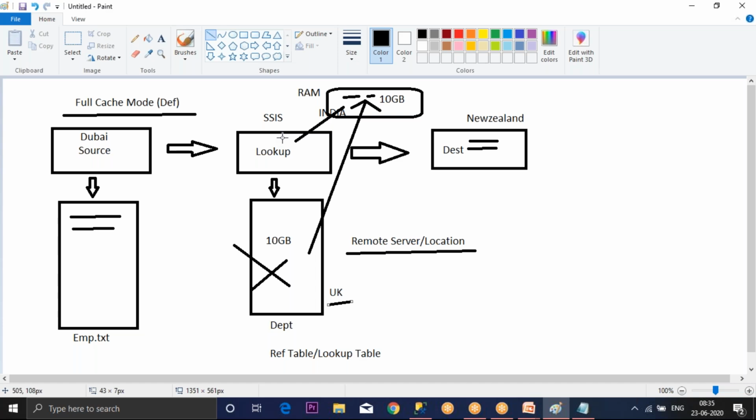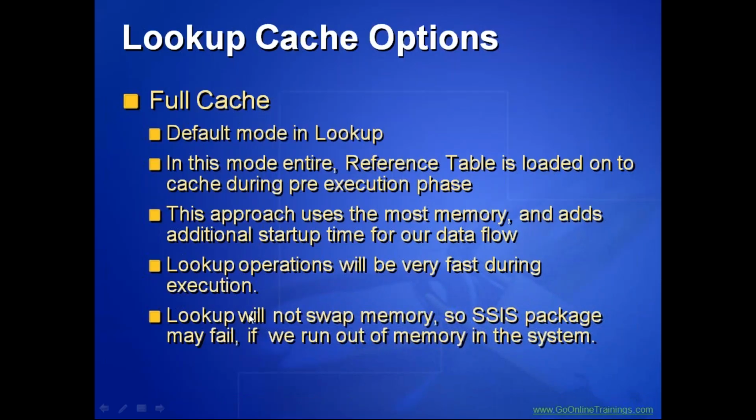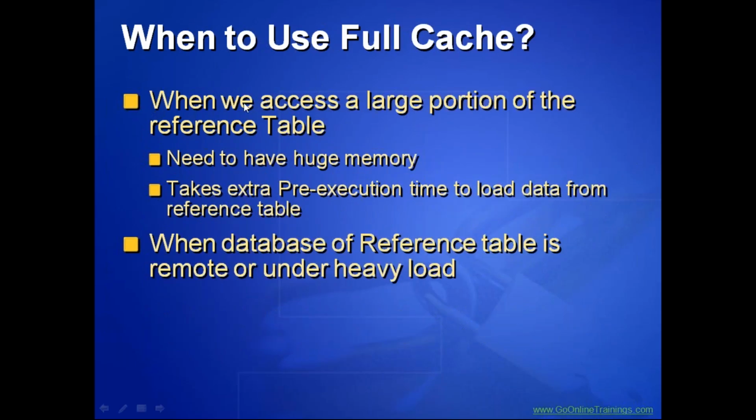Clear? So this is what is called a full cache mode. Full cache mode also has some issues. The lookup operation will be very fast during the execution. Lookup will not swap memory. So the SSIS package may fail if you don't have enough RAM. So when to use full cache mode? When we access a large portion of the reference table from the remote server. It needs huge memory, and takes extra pre-execution time to load the data from the reference table when the database of the reference table is remote or under heavy load.